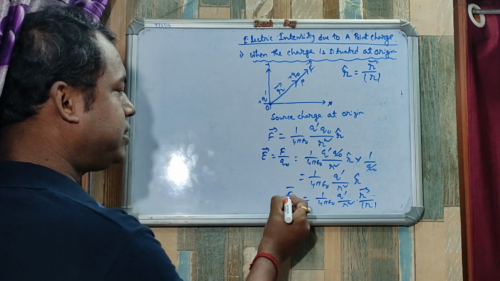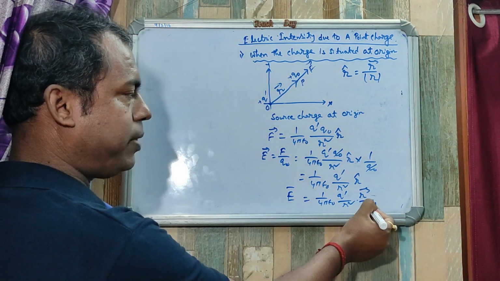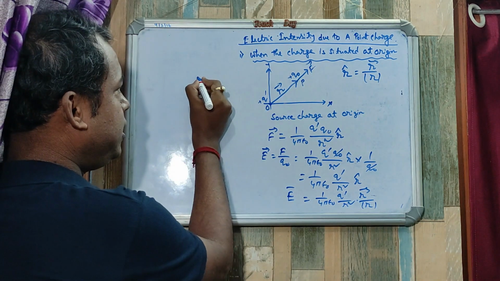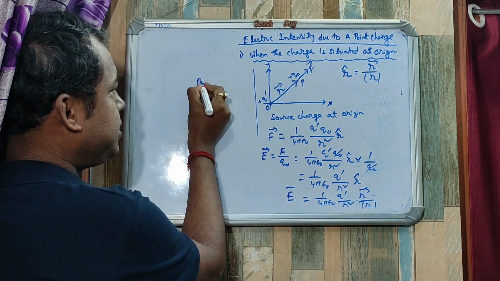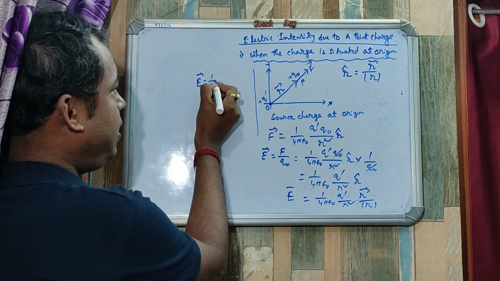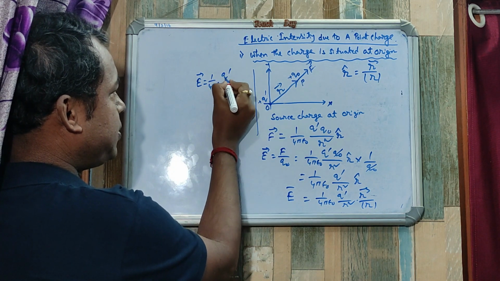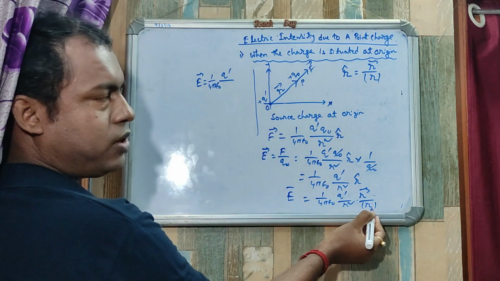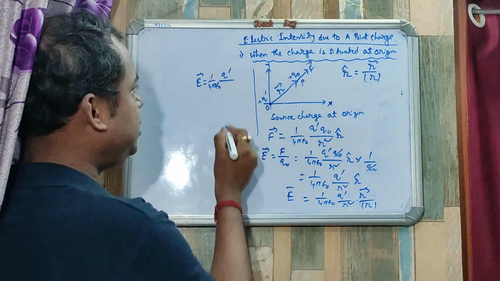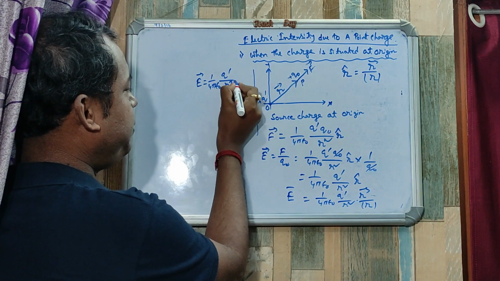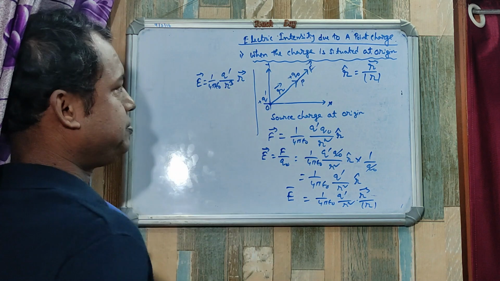So now we write the electric intensity: E equals 1 by 4 pi epsilon 0, q dash by r square, into vector r divided by its mod value r, multiplied with this. So this one is r cube into vector r.